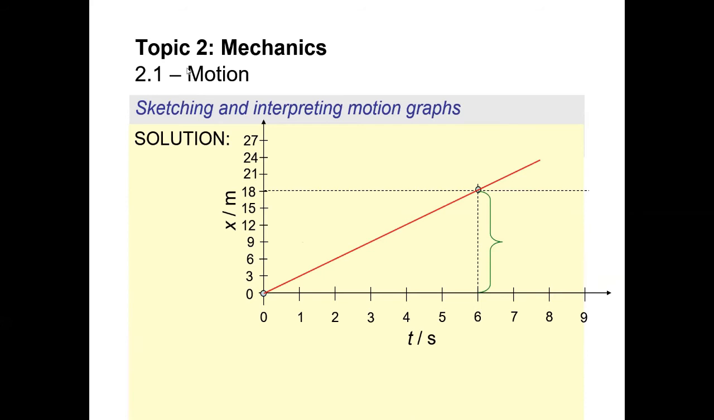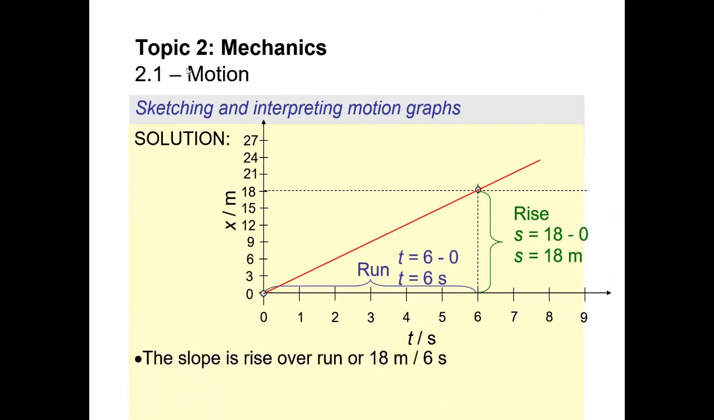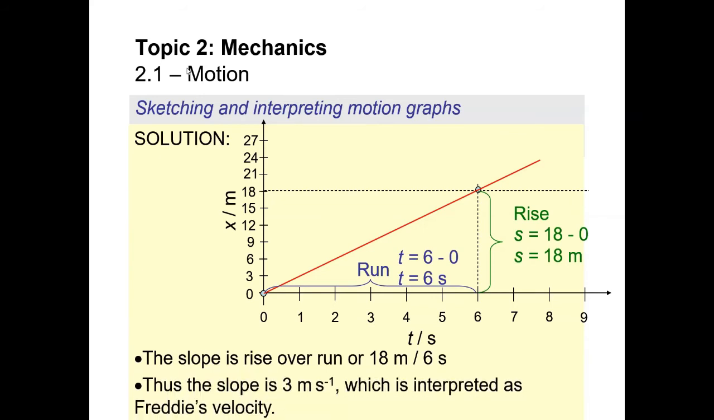this fit line. Rise equals 18. Run equals 6. The slope is rise over run, which is 18 over 6. The slope is 3 meters per second, which is interpreted as Freddy's velocity. So the gradient of the displacement time graph gives us velocity.